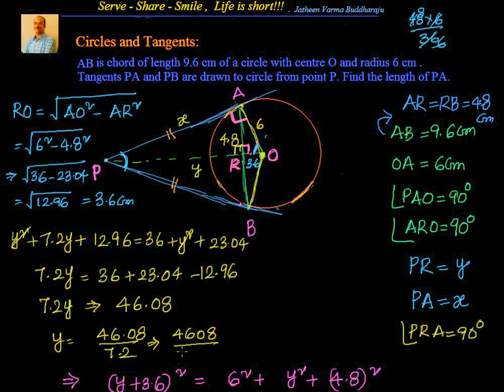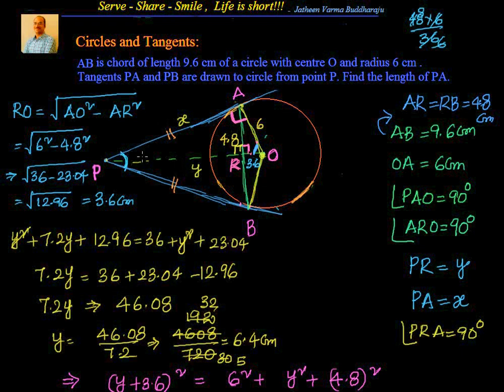That's equal to 4608 divided by 720. We can simplify that. We will see that it's equal to 6.4. We can check: 6 will go 5 times, 6 will go 32 times, and 32 by 5 is 6.4 centimeters. So we got y now.